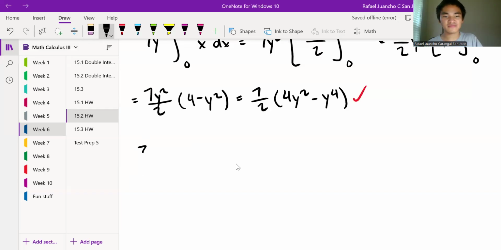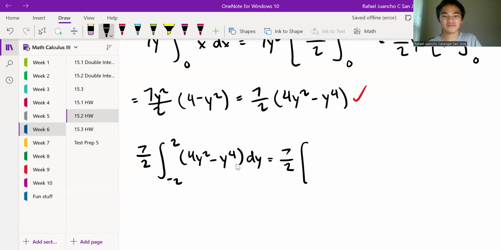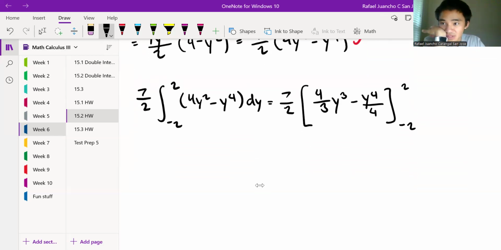So here I'm gonna immediately take out that 7 half. This is 4y squared minus y to the fourth. Right? So this becomes 4 third y cubed minus y to the fourth over 4, I mean. I have that. Another way we can make this easier is if I multiply by 2. But that's assuming I'm symmetrical, so I'm not gonna do that. It would make it easy though, but nah. Let's try this one.